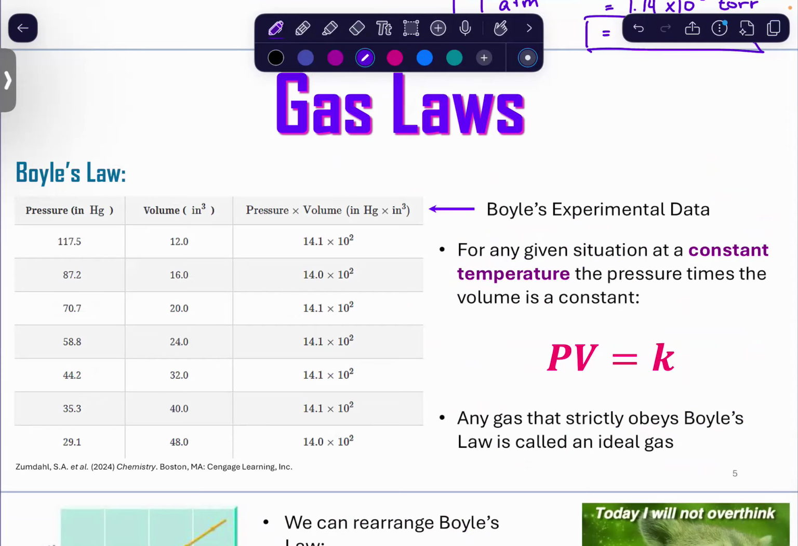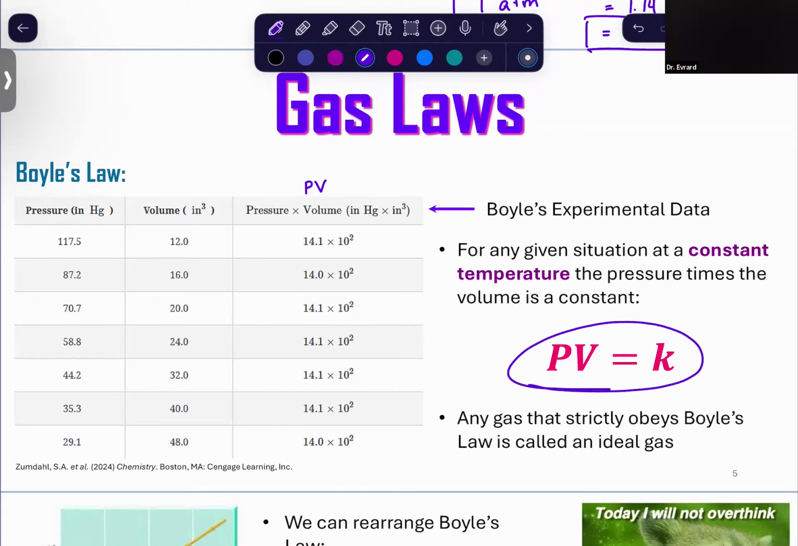Okay, so Boyle's law is first. So the thing to notice about Boyle's data is notice how in all of his relationships, it's pressure times volume. So here, that column is pressure times volume. It's all the same number. And so his data show that at constant temperature, the pressure times volume of a gas is going to be a constant. And so we're just going to call that constant K. And so one of the keys here is it's a constant temperature.